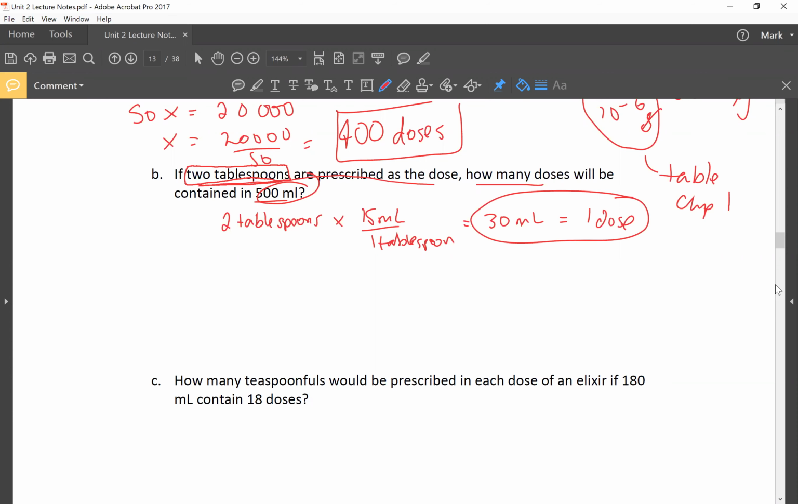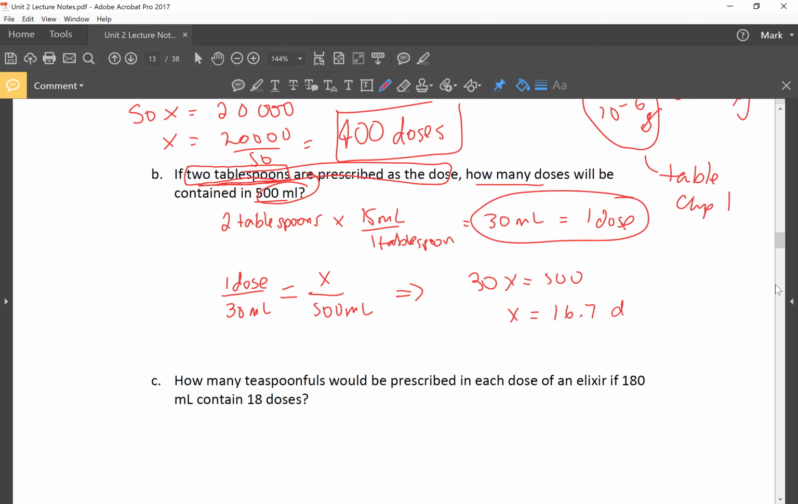Okay, you can see it right here. If 2 tablespoons are prescribed as the dose, well, that's 1 dose. How many milliliters is 1 dose? It's 30. So 1 dose is 30 milliliters. I'm trying to find out, sorry, didn't mean to put an X there, how many doses are in 500 milliliters? And that's it. I solved for X. So 30x equals 500. X is going to be 16.7.